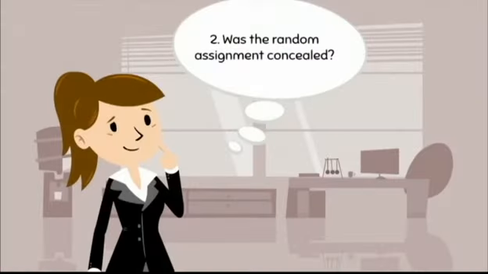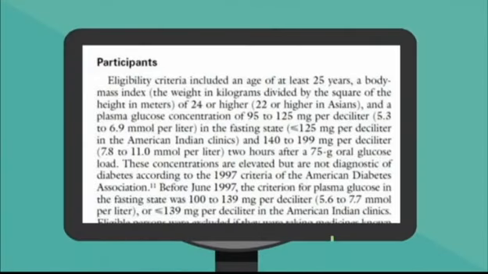Second, we ask whether the random allocation was concealed. This can be achieved by having the treatment arm allocation in a concealed envelope, or more commonly done by calling a central number to get the patient assignment. This way, there's no opportunity to influence arm attribution. This article didn't provide information on whether the random assignment was concealed, so this raises the possibility that bias could have been introduced.